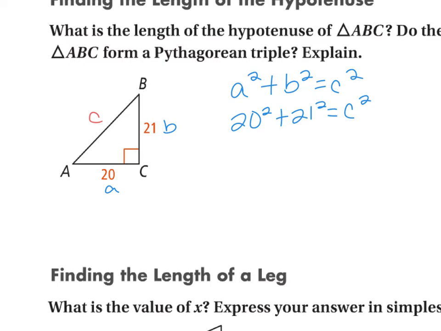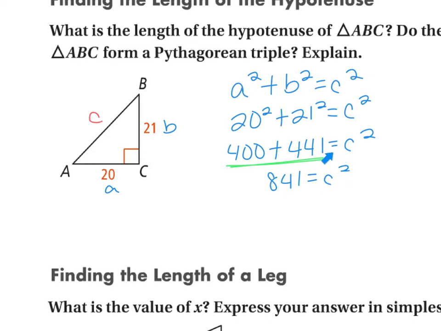All right, so we're going to have 20 squared is 400. 21 squared is 441 equals c squared. Now the next step is to go ahead and combine your like terms over there. So that gives us 841 equals c squared. Some people will stop here and say 841 is the side length. Is that a realistic number for this? No, we got 20 and 21. There's no way that would be 841.